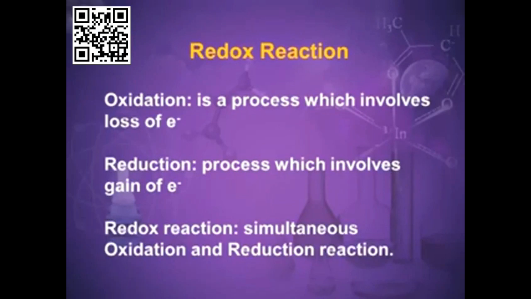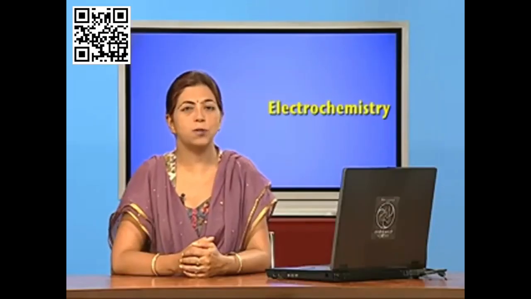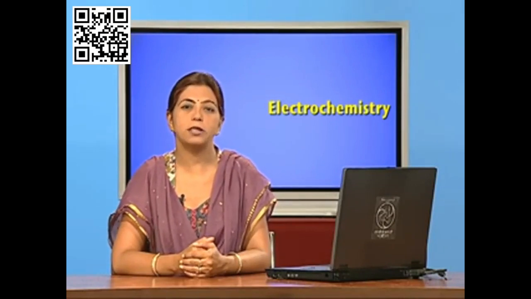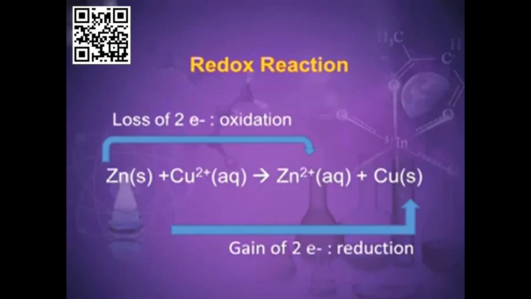We can define redox reactions as simultaneous oxidation and reduction reaction. Let me explain you taking a suitable example. Just see the slide. It is a redox reaction between zinc and copper. In the reactant side, you can see that zinc is in the solid state and the copper are in the form of the ions with the 2+ charge.